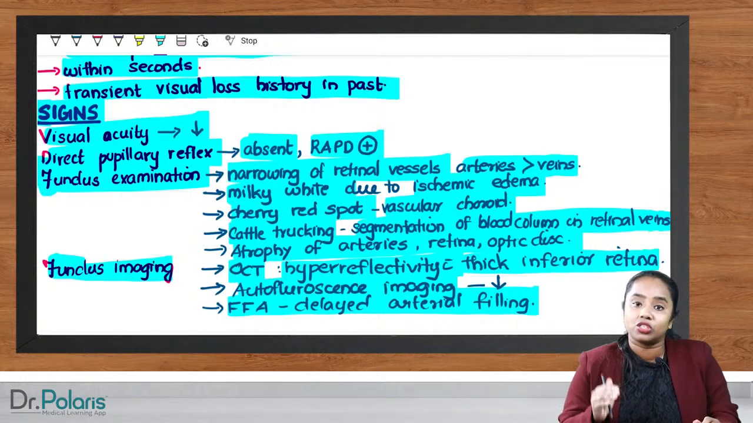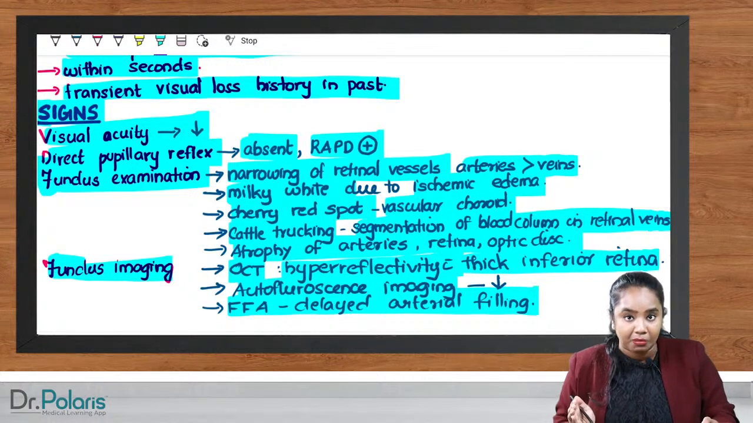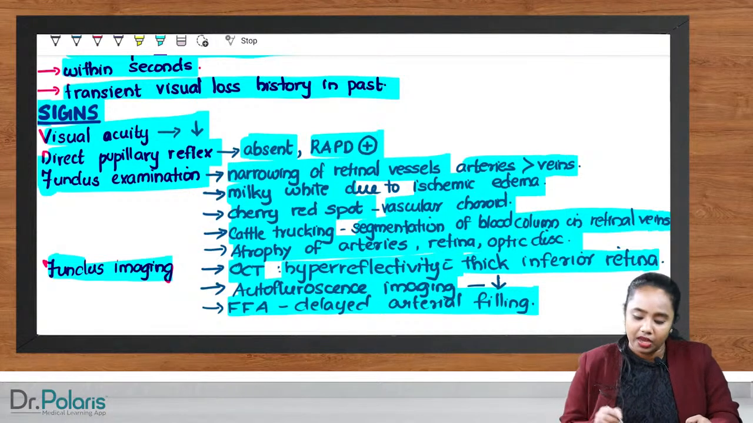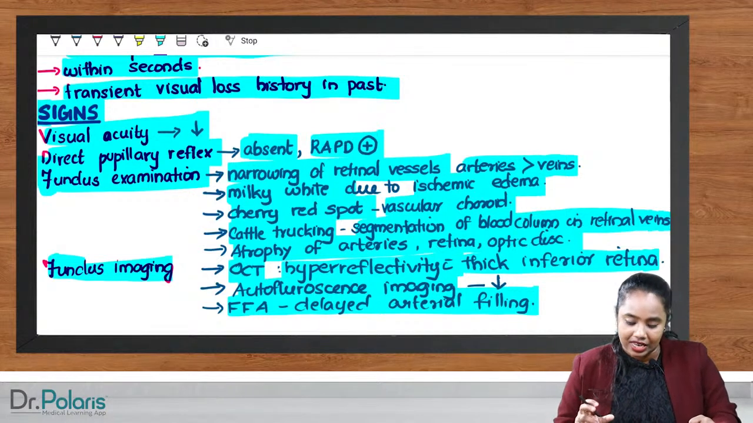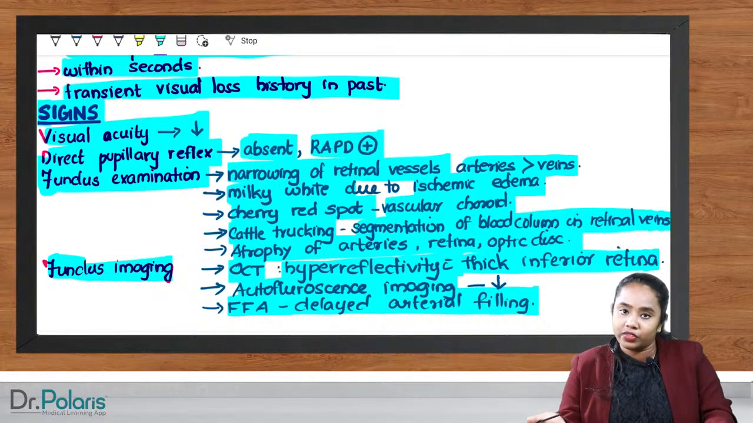A fundus examination will show narrowing of the vessels, a milky white appearance due to ischemic edema, and the cherry red spot, which shows the vascular choroid. There will also be a small cattle trucking, which is because of the segmentation of the blood column in the retinal veins, and atrophy of the structures there.